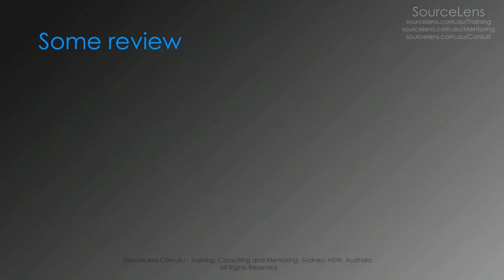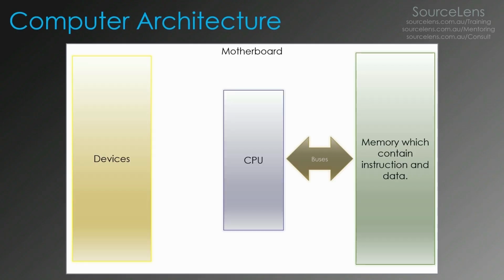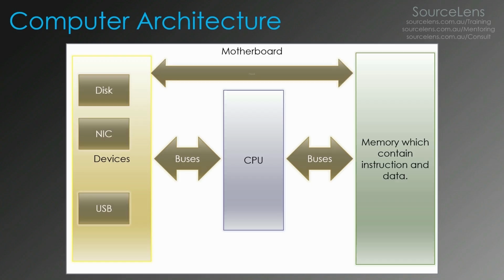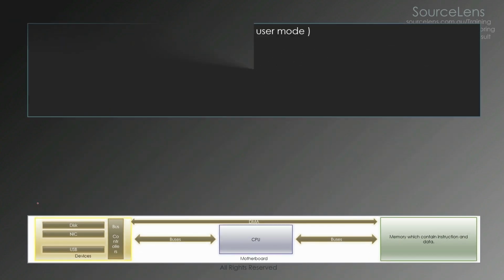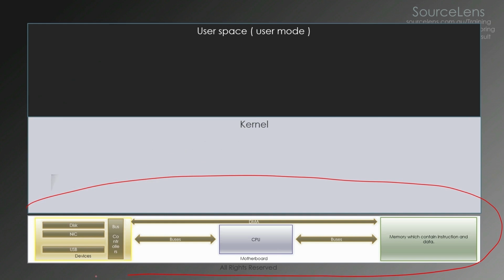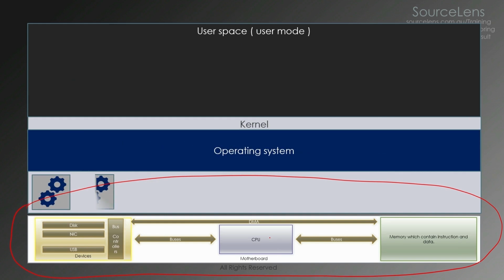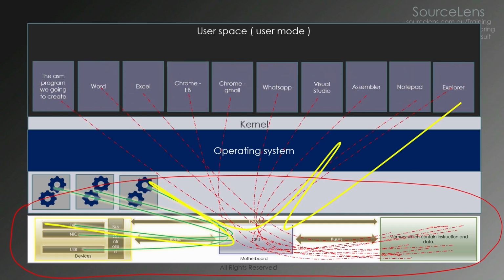So now let's review some of the things we have already learned. This is the overall view of a computer we have seen. So we have assembled a computer and this is how it was looking. So this part is the computer hardware, this bottom one, and the CPU is in the center, and CPU is connected with memory via buses.